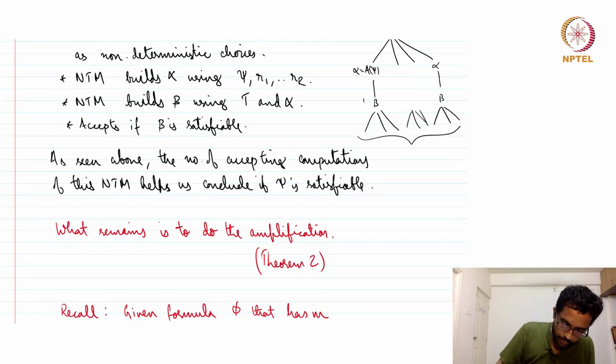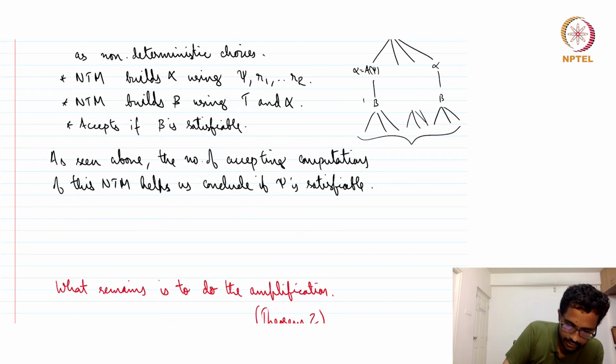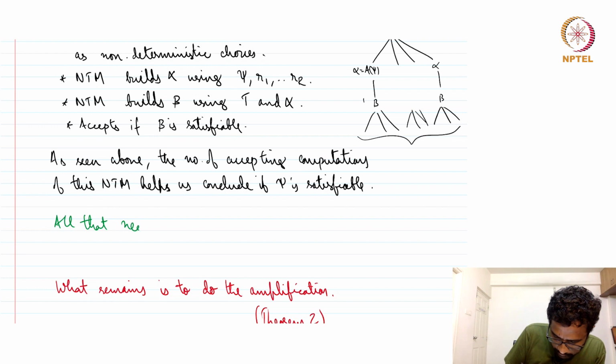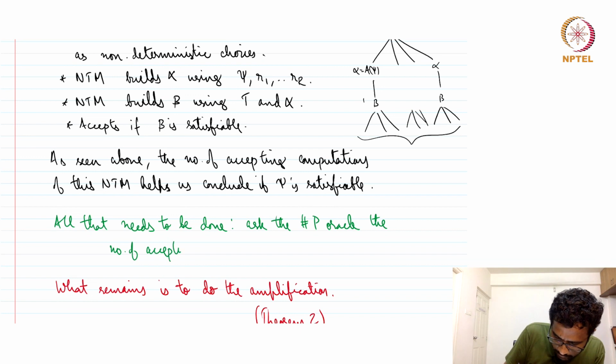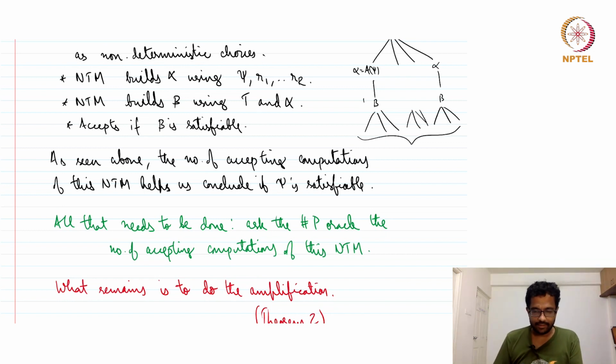So all that we need to do is ask the oracle, ask the Sharpie oracle the number of accepting computations of this NTM for the given input, and that's it, and check whether it is the green or red.